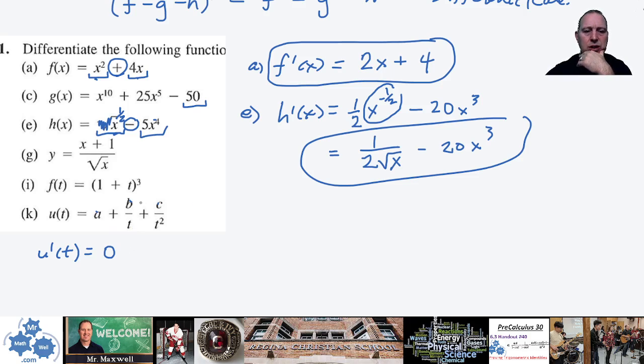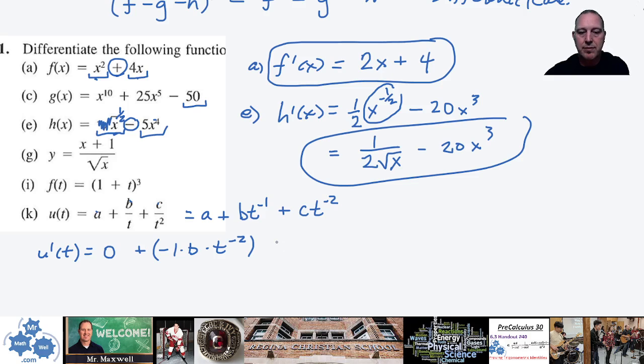You know what you could do is you could actually rewrite this as a plus b t to the negative 1 plus c t to the negative 2. And that actually might be a better way to go, just to view it like this. So individual terms, and then you can use your power rule, right? So we got 0, we got plus. Now this negative 1 comes down. Remember I said that, just bring that negative down. Negative 1 times b times t to the negative 2. You subtract 1 always, so that becomes more negative. Plus negative 2c t to the negative 3.